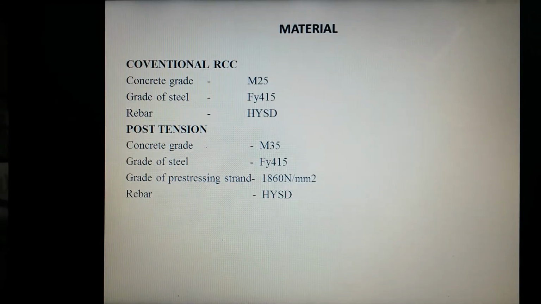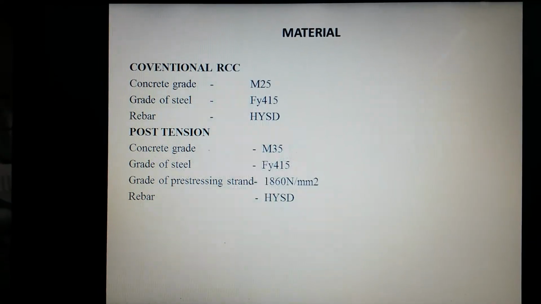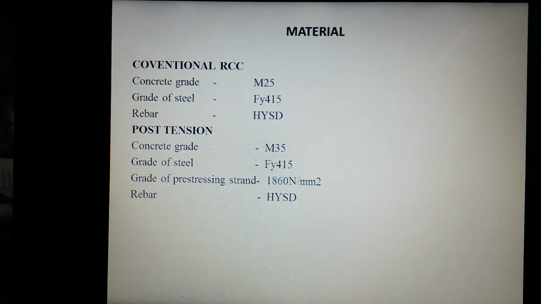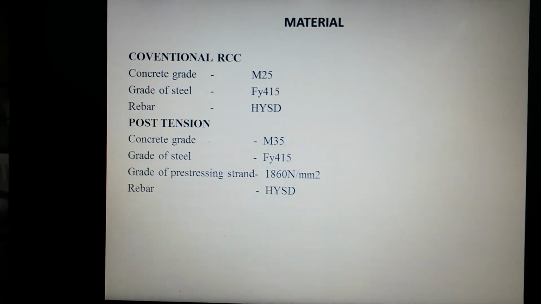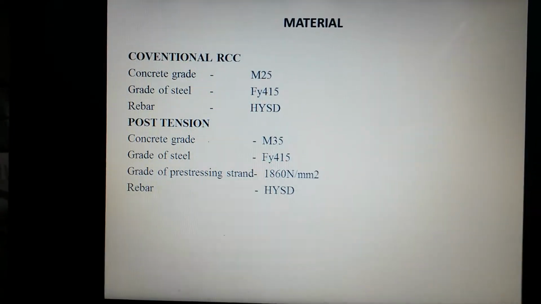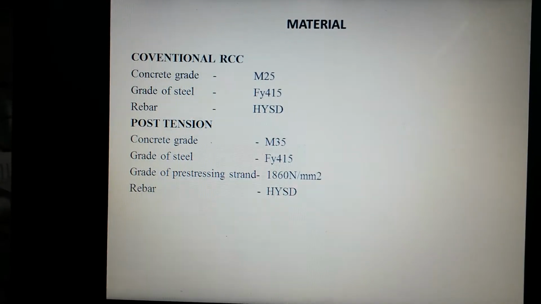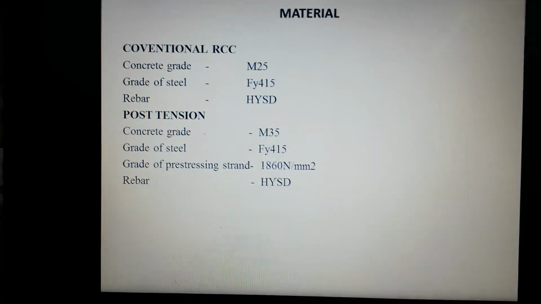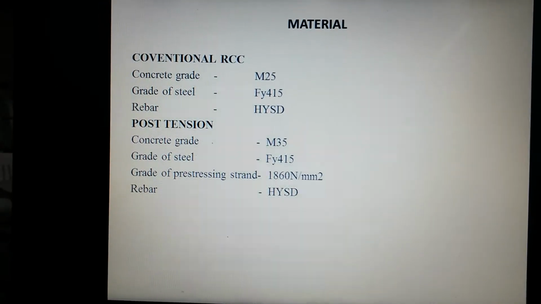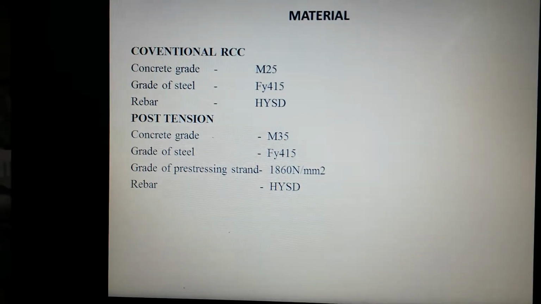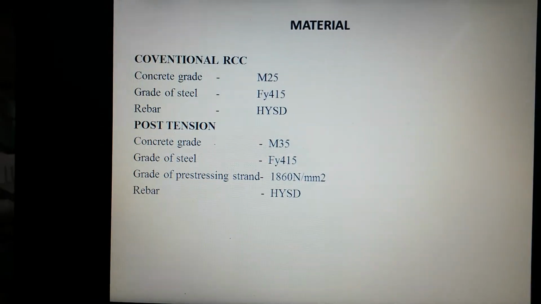The materials we used are, for conventional RCC, concrete grade M25 and steel grade Fe415. And for post-tensioning, the concrete grade is M35 and the steel grade is Fe415. The grade of pre-stressing strand is 1860 Newton per mm square, and the rebar is HYSD bars.